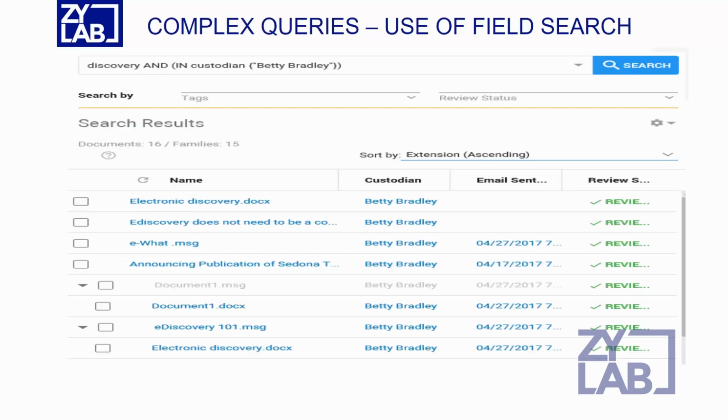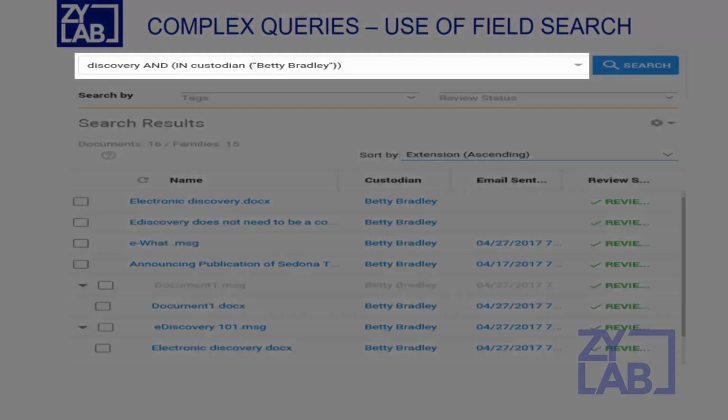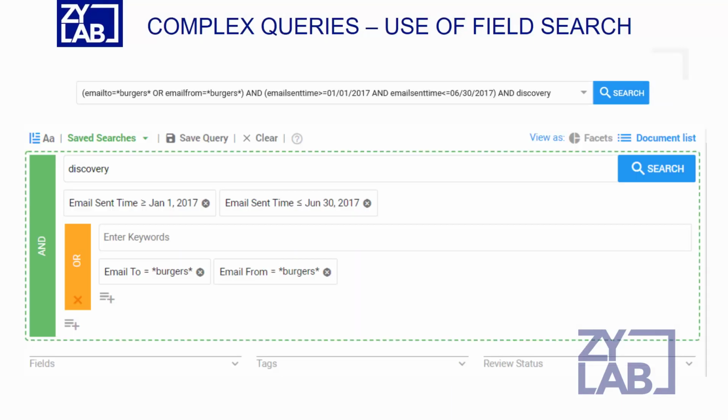A valuable search technique is to combine a term or phrase with a field search. In this example, the reviewer is looking for all documents with the term discovery where the name Betty Bradley is in the field custodian. In addition, multiple fields can be combined in a single query.